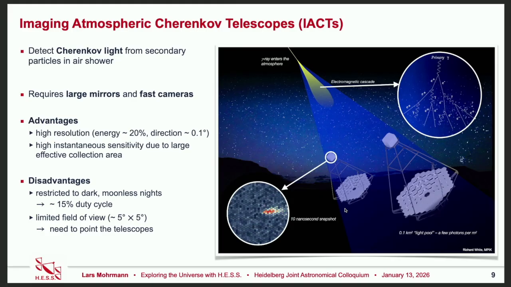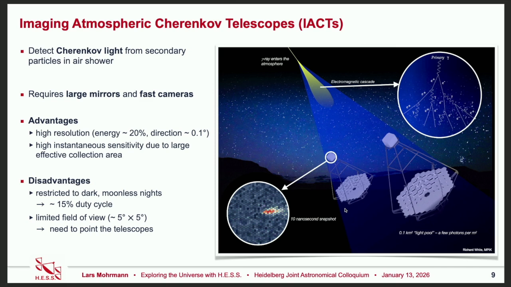Now with this technique, you get a somewhat higher resolution. Now, astronomers from other wavelengths will laugh at me, but what we call high resolution is something like a resolution on the direction of, say, 0.1 degree or slightly better. So that's still pretty bad for the typical astronomer, but with this approach, because we observe so indirectly, it's actually fairly good. You also get a relatively high instantaneous sensitivity because you have such a large collection area.